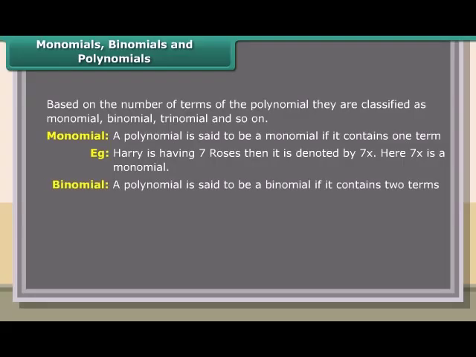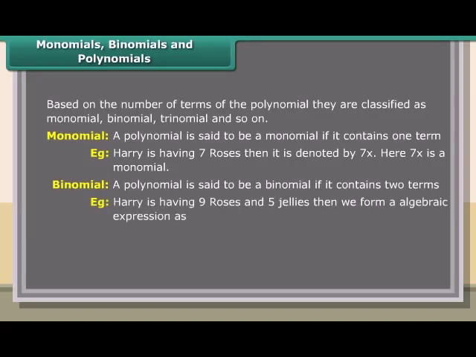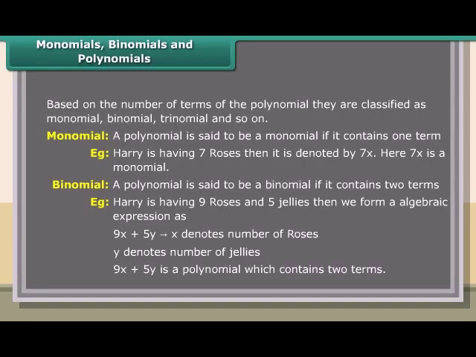Binomial. A polynomial is said to be a binomial if it contains two terms. Example, Harry is having 9 roses and 5 jellies. Then we form an algebraic expression as 9x plus 5y. x denotes the number of roses, y denotes the number of jellies. 9x plus 5y is a polynomial which contains two terms.